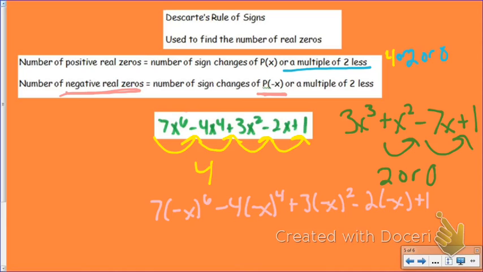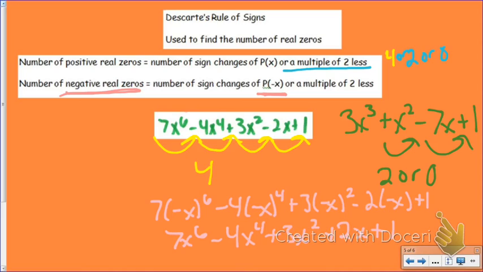And now I can simplify this a little bit. Now what's important here to realize is if it's an even power like 6, that negative x is still going to be positive. So nothing's going to change from my original equation if it's an even variable. But what is going to change would be my next term. This minus 2 times negative x, that would actually become a positive 2x now.